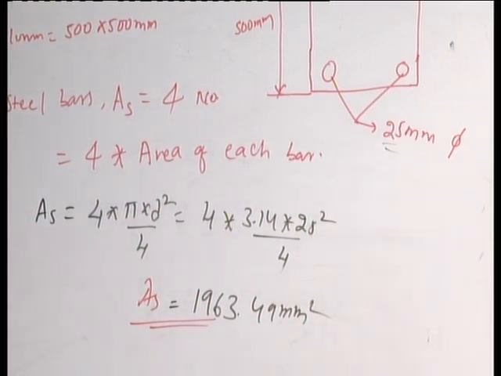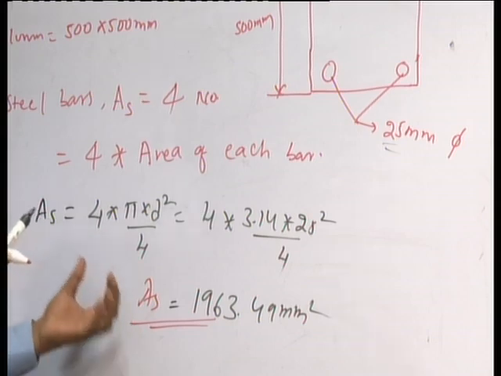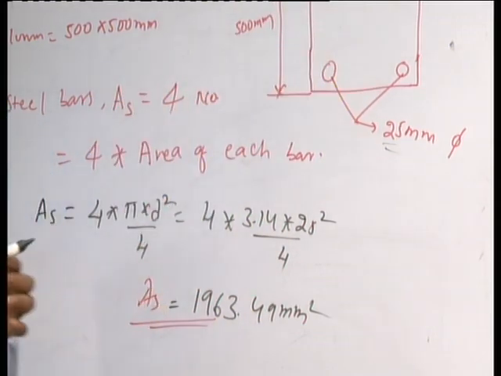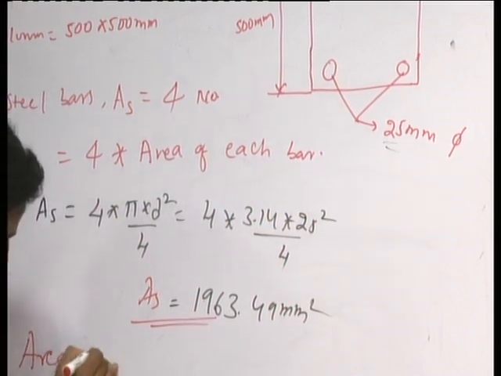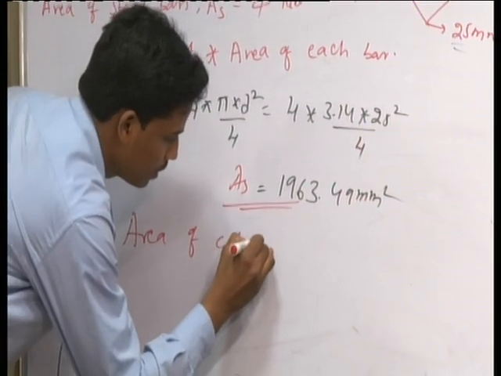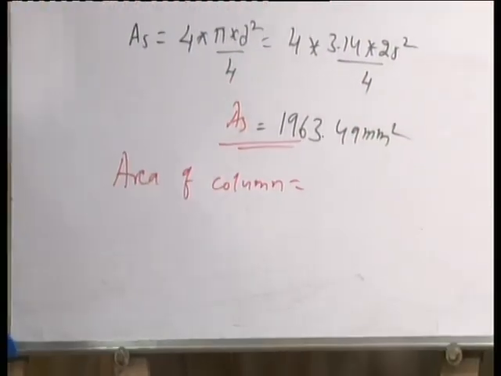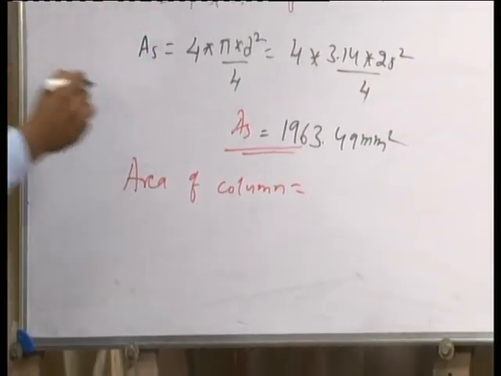Next step, we have to find the area of concrete, because it is a composite section. We have calculated the area of steel only. Before calculating the area of concrete, let us consider the area of the column. The area of the column is given as 500 mm by 500 mm.